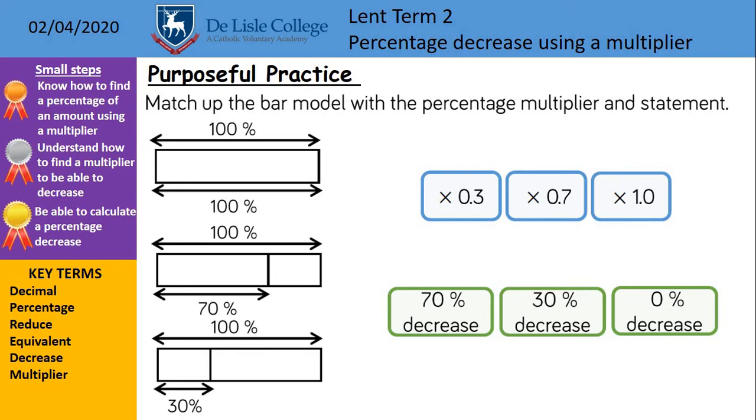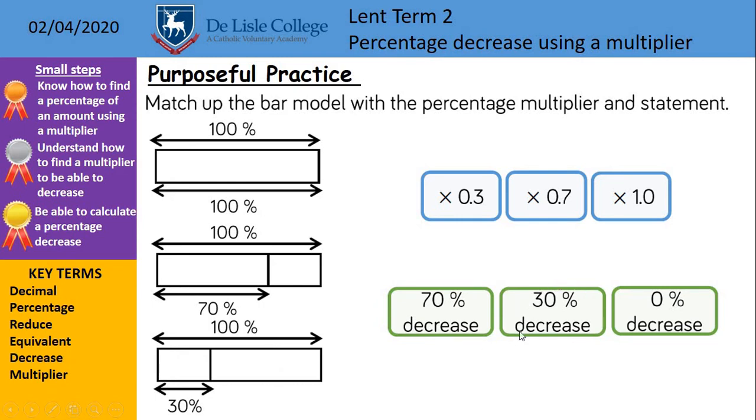So a 70% decrease, we'd start with 100%, subtract 70 off, so we're actually trying to find 30% of the original amount. So this would be multiplying by 0.3. So if we look over here at the bar models then, working out 30% of the original amount, this would be the bottom bar model. So a 70% decrease away from 100%.